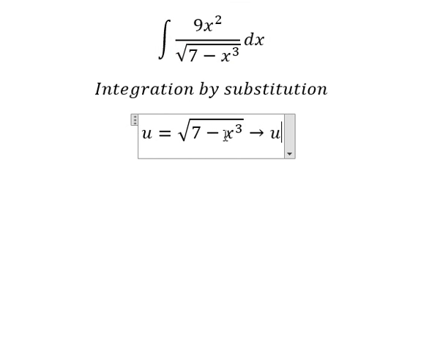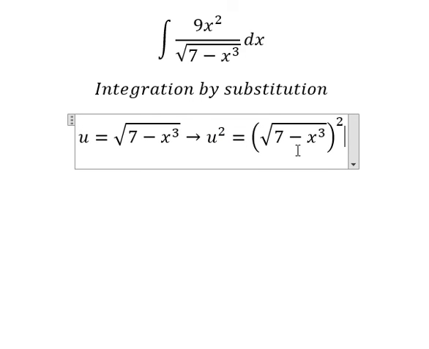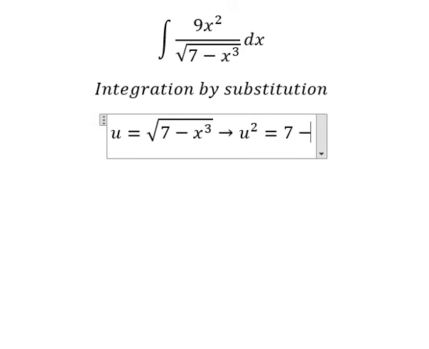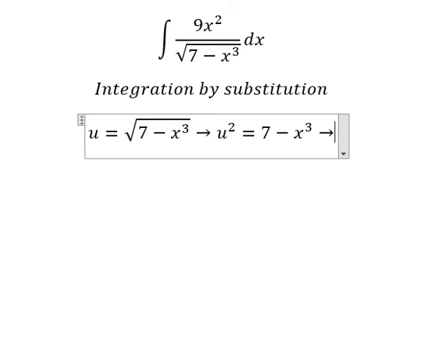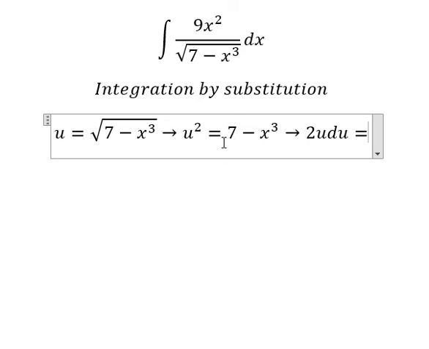Later we square both sides to cancel the square root. Next, we need to first take the derivative of both sides. This one we have du. This one is a constant, so you get 0. This one we have 3s squared.